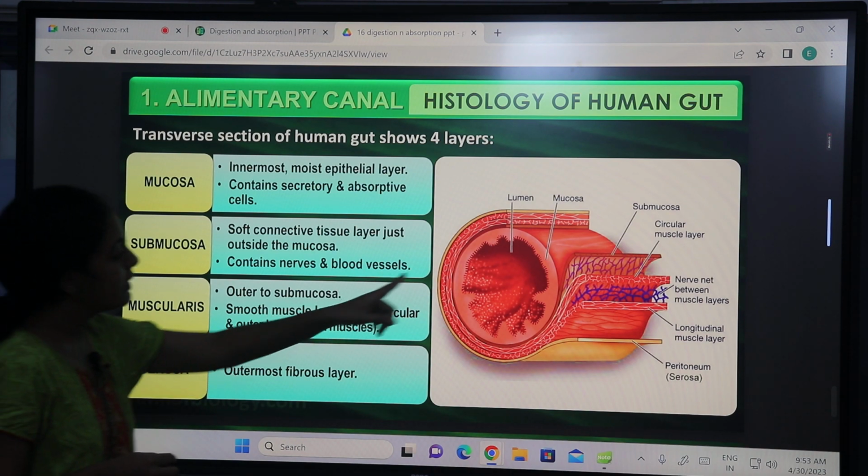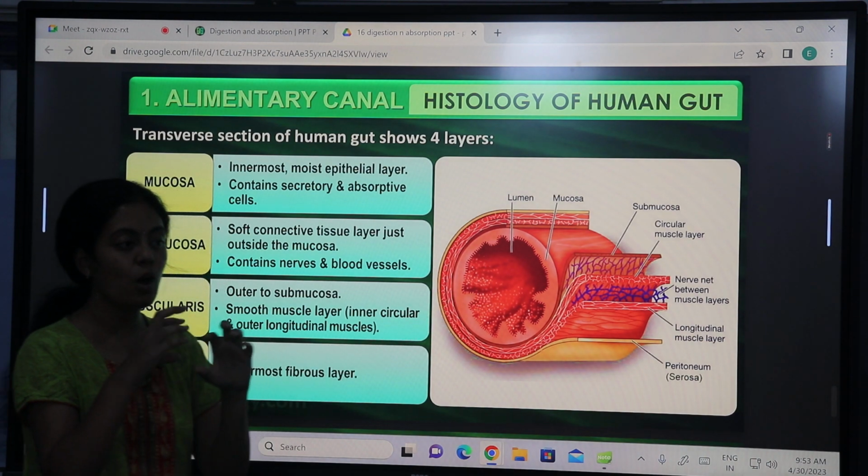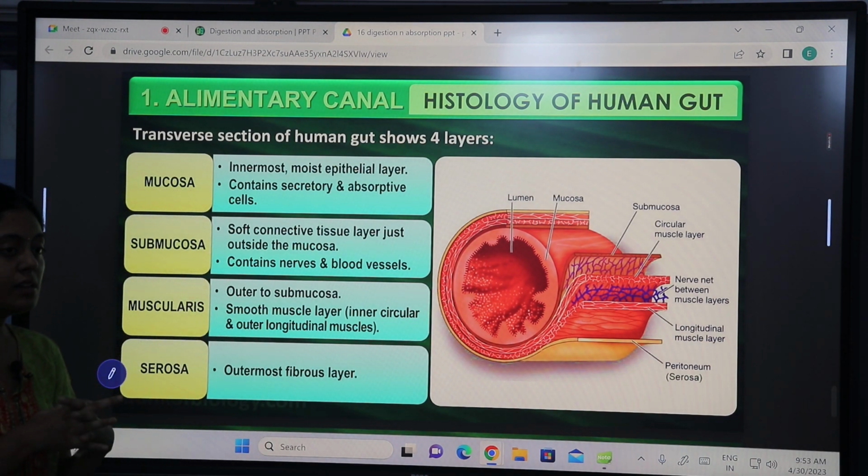So understand, and this will be the lumen. Lumen means the hollow space which is there inside the gut. Done? Be quick.